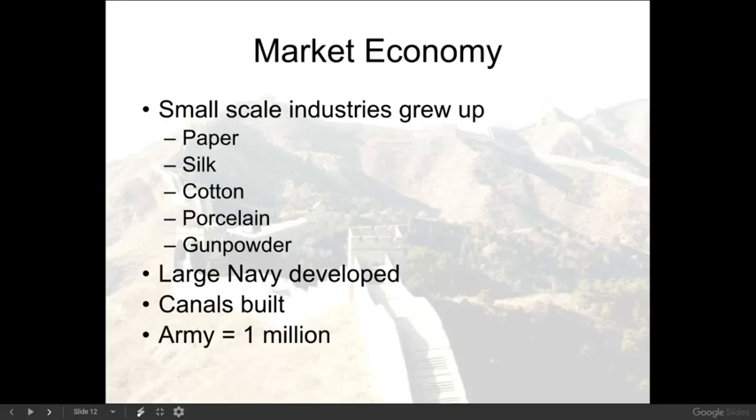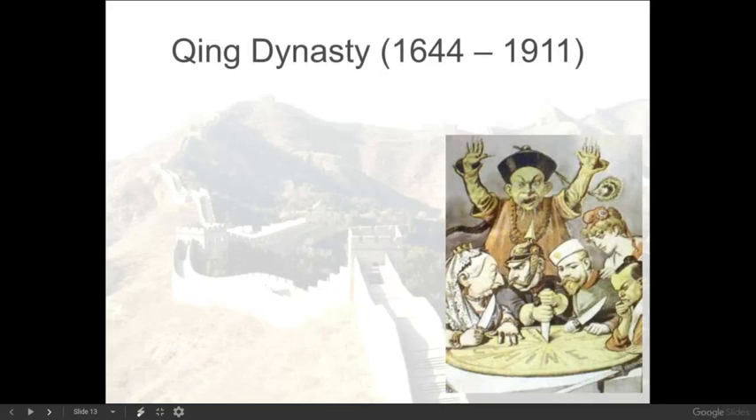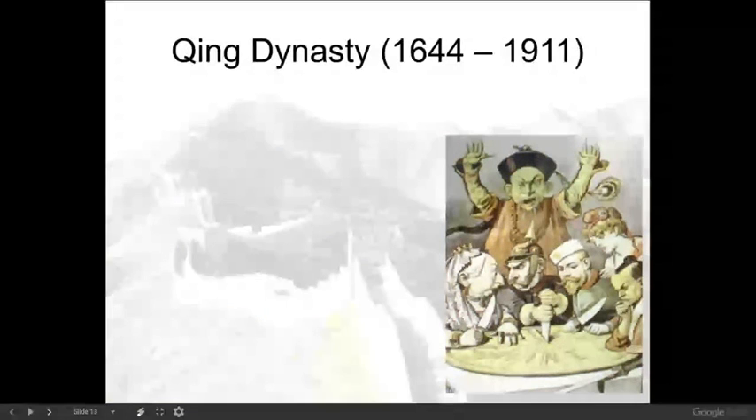And while China did have a system of canals built throughout the country to make sure resources could get from different points, it was still incredibly inefficient. And they did have a big army, over 1 million people, but it was still based on the old feudal system and not very centralized or modern.